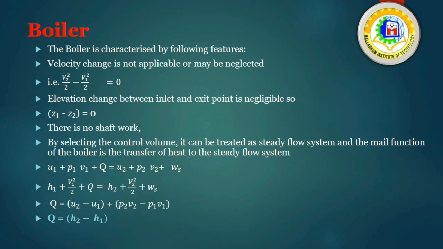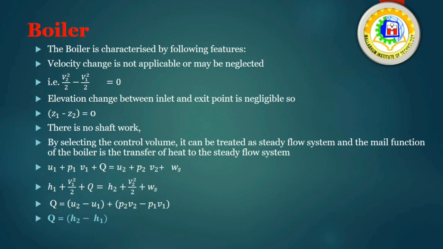Then what happens to the remaining part? The remaining part is Q equals U2 minus U1 plus P2V2 minus P1V1, which is replaced by enthalpy. It looks like Q is equal to H2 minus H1. This is the equation of the boiler.